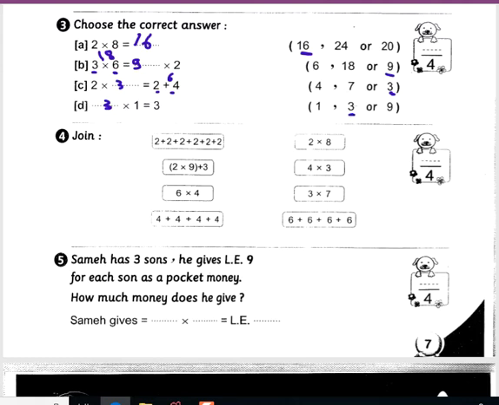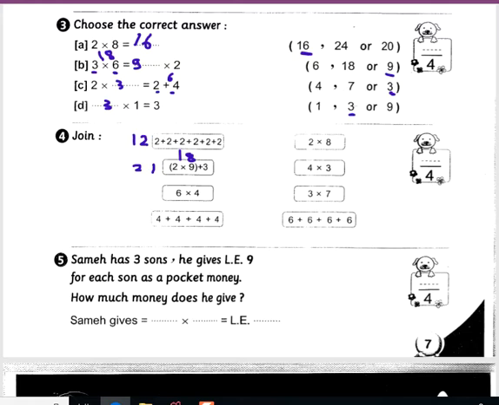So here the number equals 3. He said join. Question number 4. He said join. We have 2 plus 2 plus 2 plus 2 plus 2 plus 2. 2 here repeated 6 times. So result equals 12. We'll find the result. After that we'll make join. 2 times 9 equals 18. 18 plus 3 equals 21.